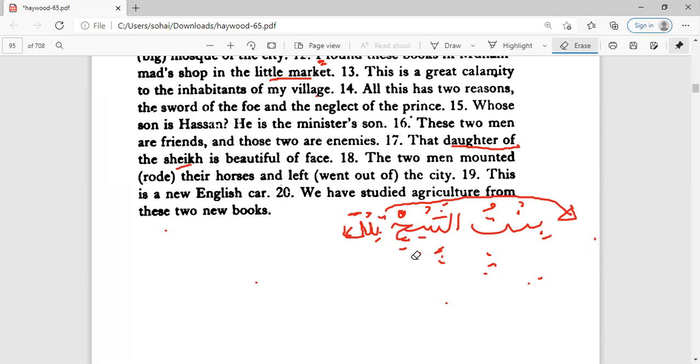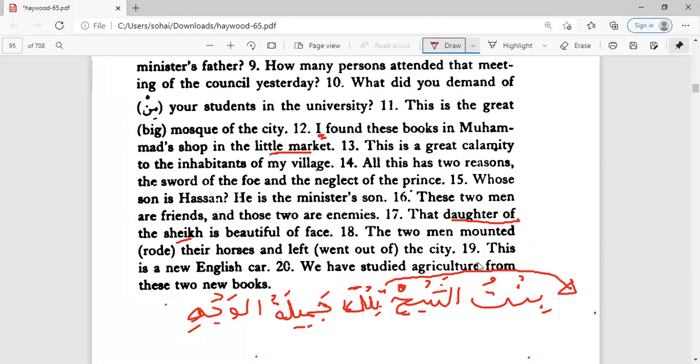When I say make sense, people, I mean to an extent where you could make your own examples, right? So carry on, Sudais: bintul Sheikh tilka. That daughter of the Sheikh is beautiful of the face. Again, we have an idafa construction, so we write jamilatu al-wajhi. That's good.